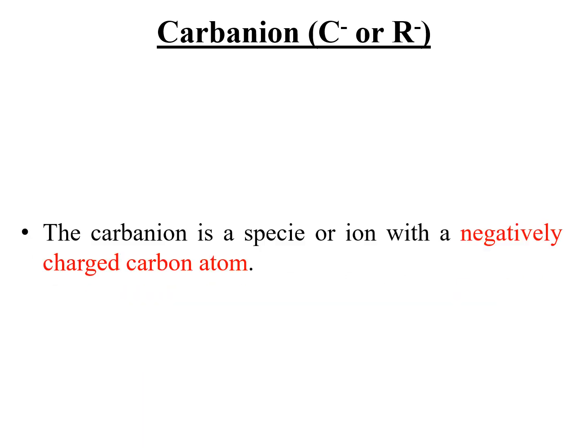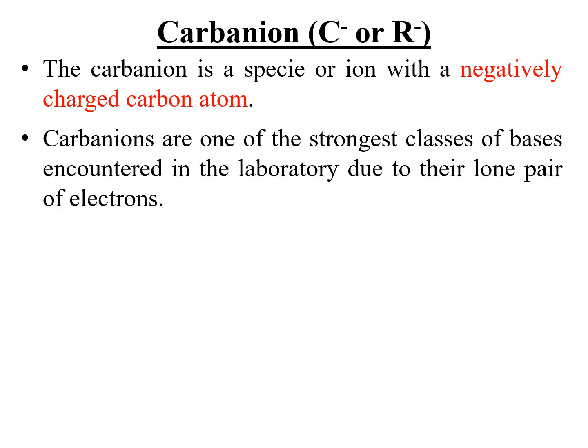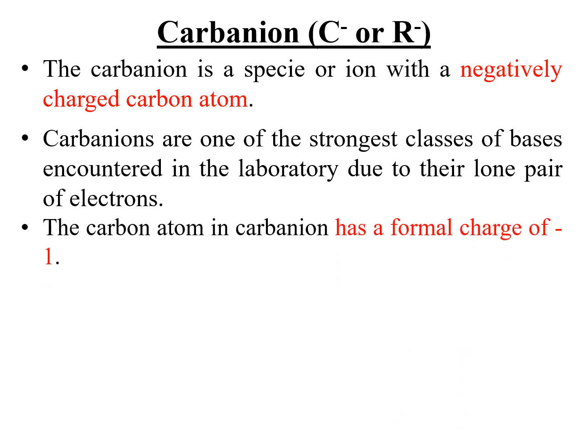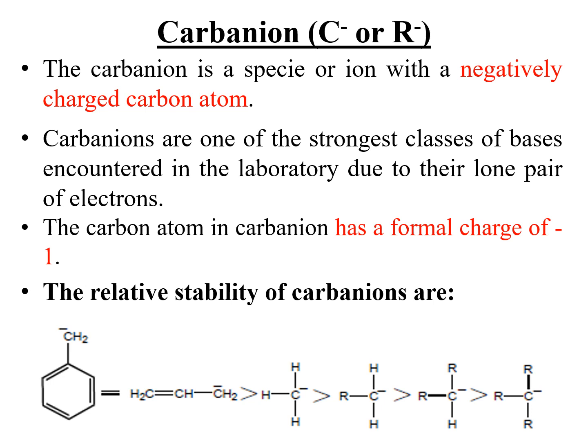A carbanion is also a species with a negatively charged carbon atom, also represented by a negative charge on carbon. Carbanions are among the strongest classes of bases because of their lone pair of electrons. Now, unlike radicals and carbocations, the relative stability of carbanions differs when you come to alkyl groups.